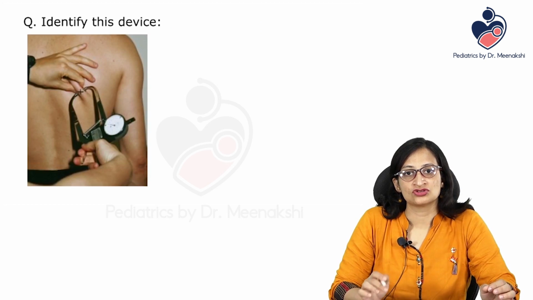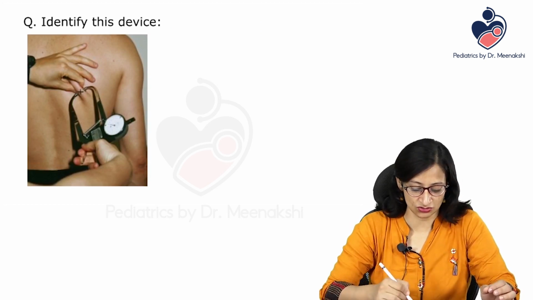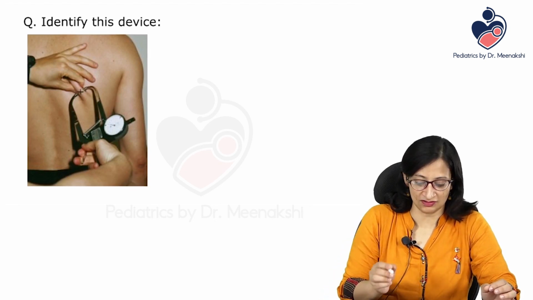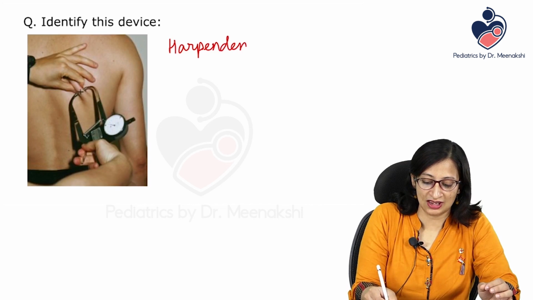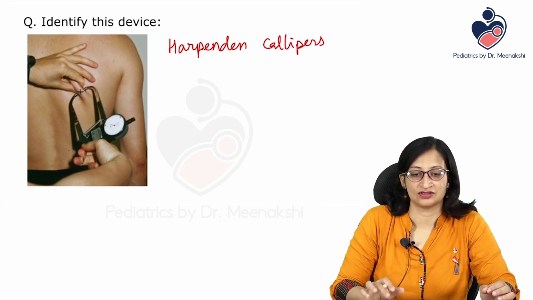What is this? So this is another device. Can you see what this device is measuring? So it is used to measure the skin fold thickness, okay. So what is the device used to measure the skin fold thickness? It is known as Harpenden calipers. So Harpenden calipers are used to measure the skin fold thickness, right.